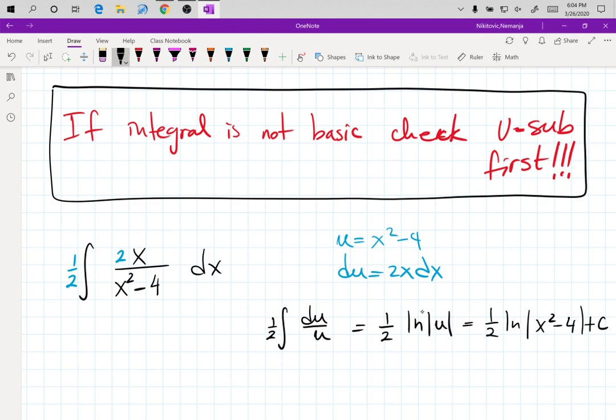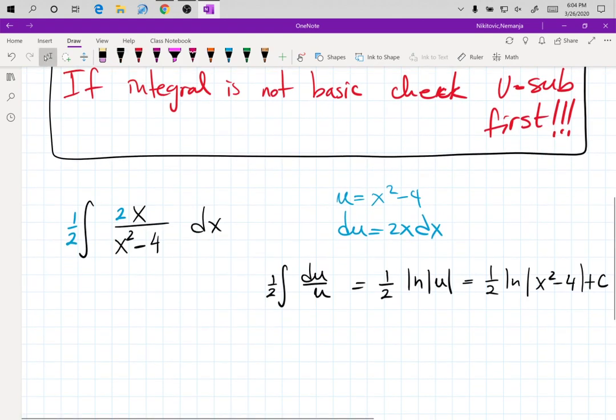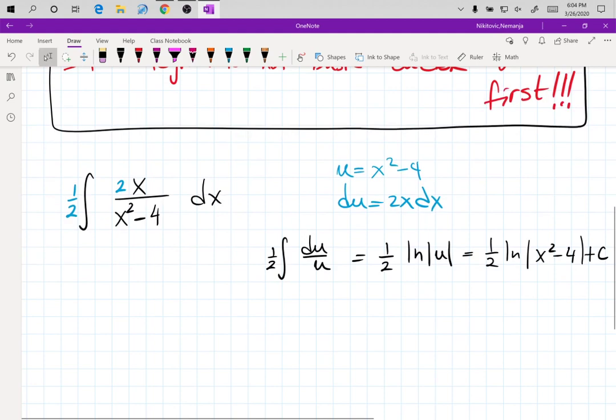So something like this you should be able to do in your sleep. But let's say that you are in your own world and you just say, well, that's not a Calc 2, it's a Calc 1. Yeah, but you still need to know addition, which was pre-algebra. So you always check for U sub first.